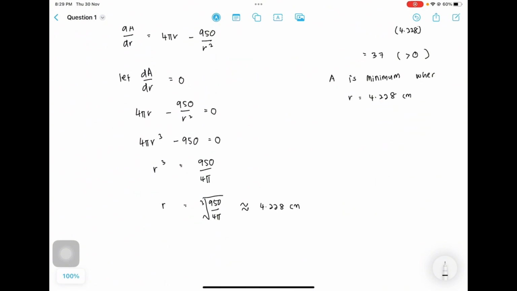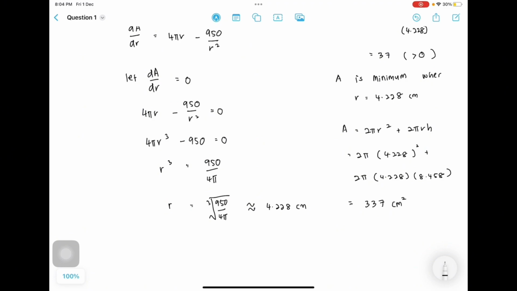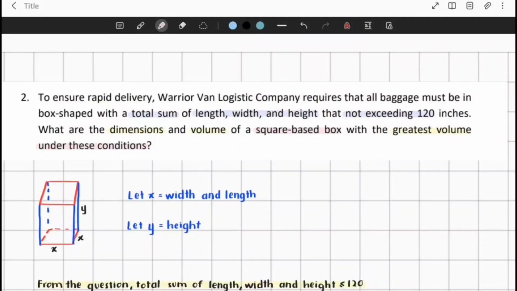Okay, now we can complete the formula of the surface area, where A is equal to 2 pi r square plus 2 pi rh. Then we have to sub all of the answers that we get, 4.228 and 8.458, and we will get 337 centimeter square. Alright, let's move on to the second question.